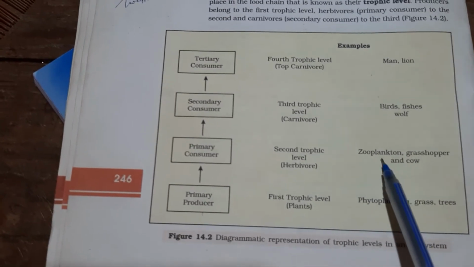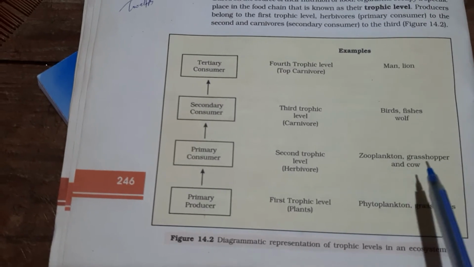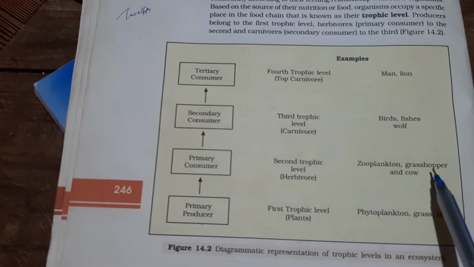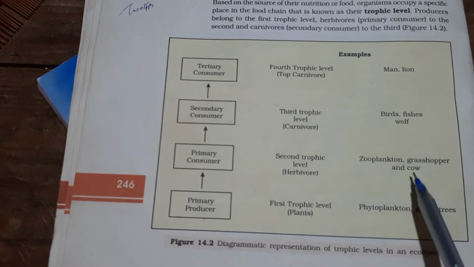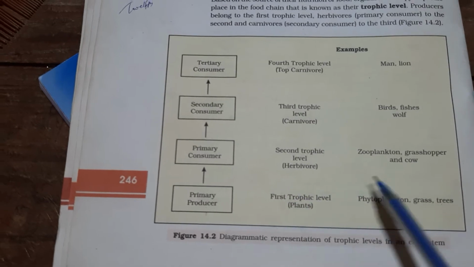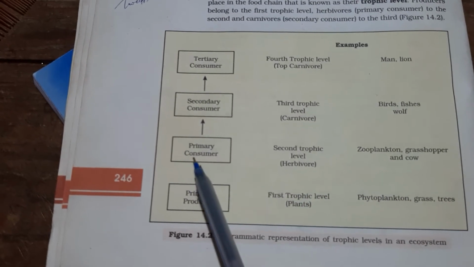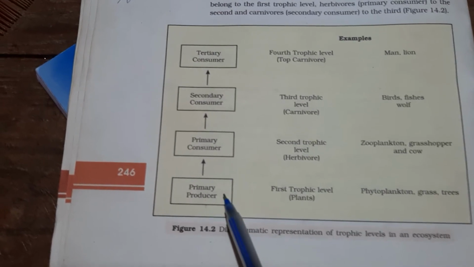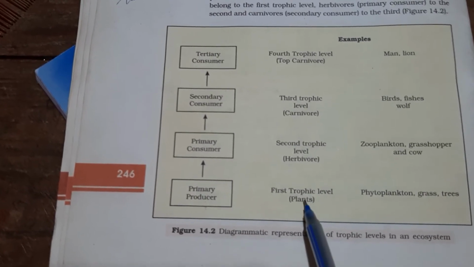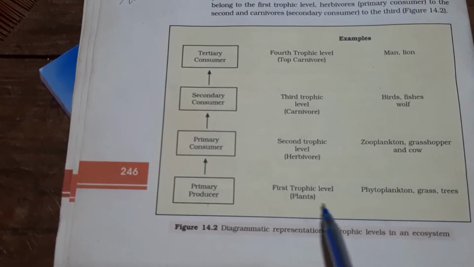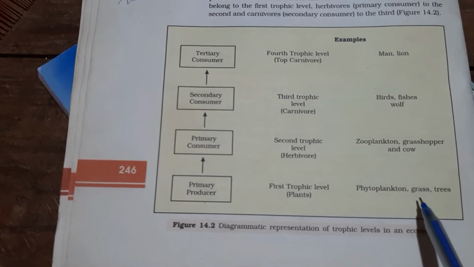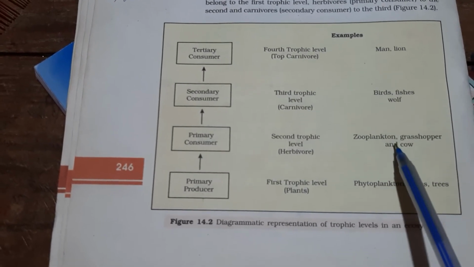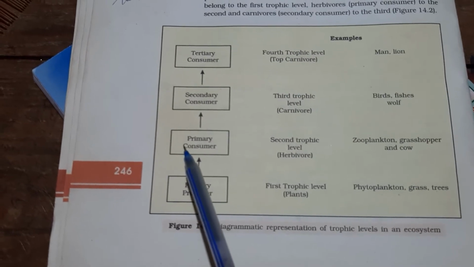Such animals are zooplankton, grasshoppers, and cows. We also know that the grasshopper is an arthropod which eats grass. So this is the second trophic level, also called the primary consumers, which consume the producers. They eat only green, chlorophyll-containing primary food which is required and produced in the environment.